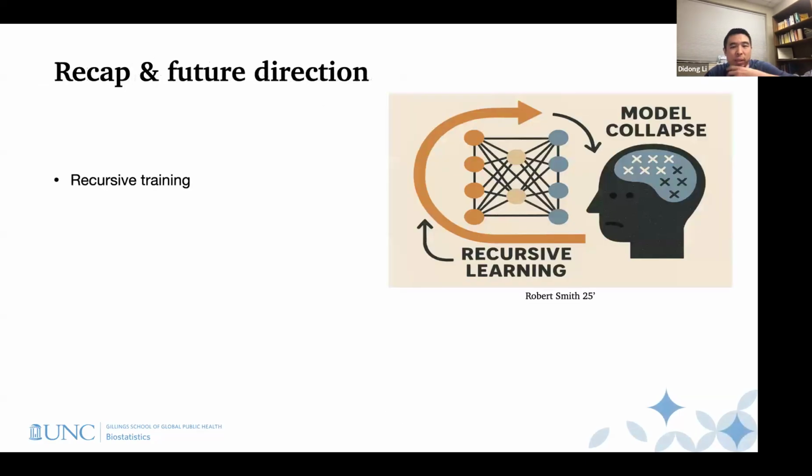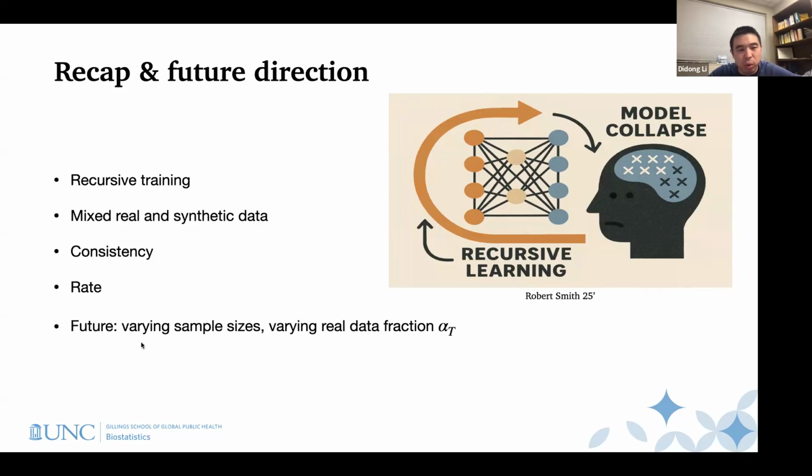A quick recap. We discussed this recursive training issue, which is increasingly important in AI or generative AI. We show that if you have a mixed data of real and synthetic, you can still get consistency. More interestingly, the rate is determined by both your base model rate and your real data fraction. And there's an interesting phase transition. Some future work. Here, we assume the sample size in each iteration is fixed, and the fraction of real data is also fixed. What if the sample size is varying? Maybe OpenAI has more data in the next version, or because eventually there will be more and more fake data on the internet, the real data fraction alpha t may decay with t. In this case, how does this change the theory? That is interesting future work.